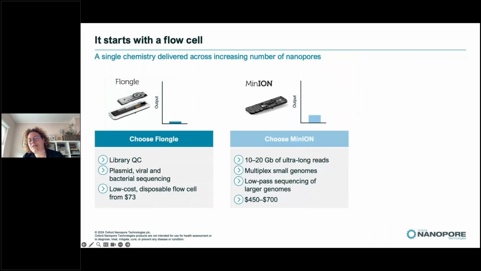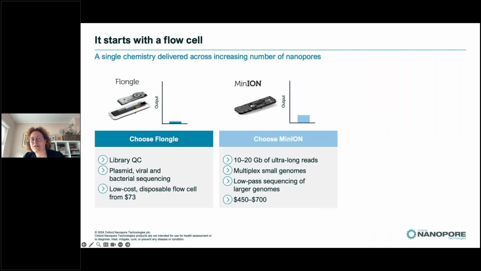On the next slide, we can look a little bit at the different flow cells. So the Flongle is a disposable flow cell, which is low cost and can be used for small genomes, so plasmids, viruses, and bacterial sequencing. It will give you an output of around 1 gig. If you want more throughput and more gigabytes of data, it's better to go for a MinION flow cell. Here you can look at multiplexing small genomes or even a low pass sequence of a larger genome. And this will give you more data. Next slide.